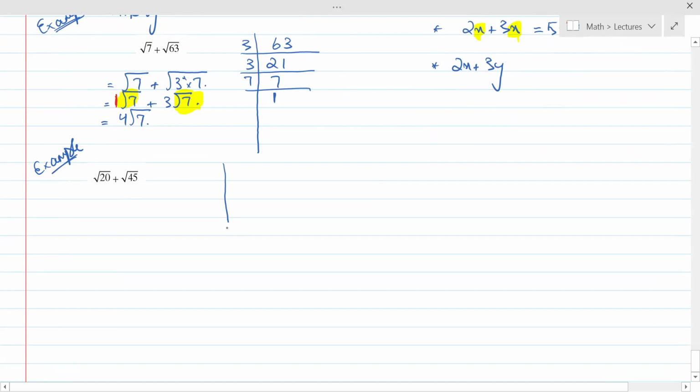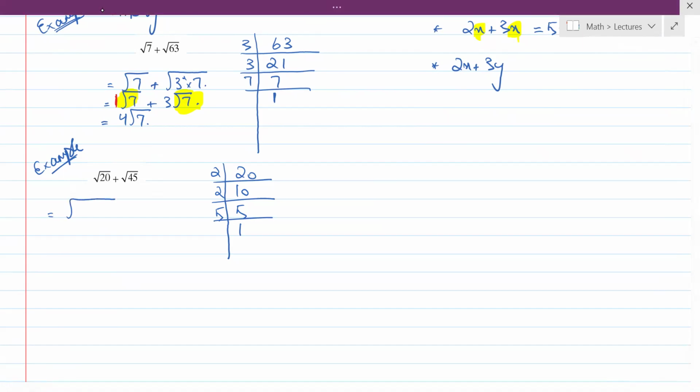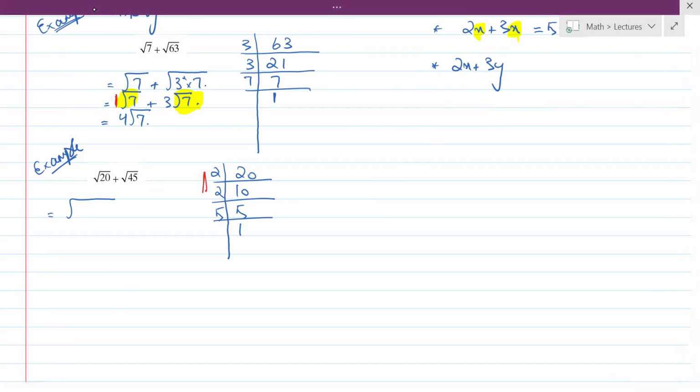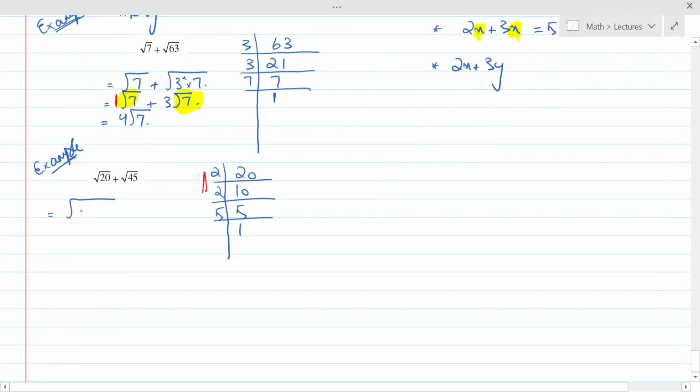So under root 20 means 20, we'll find the prime factors. So you start with 2, 2 tens are 20, 2 5s are 10, and then 5 1s are 5. So this root 20 can be written as, and we can see we have a pair of 2, so root 20 can be written as 2 square into 5.